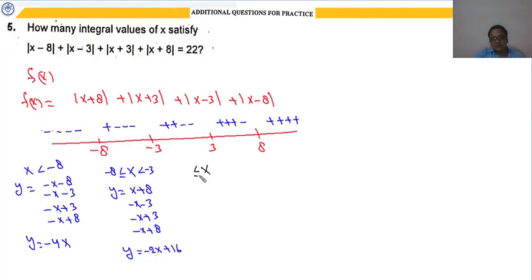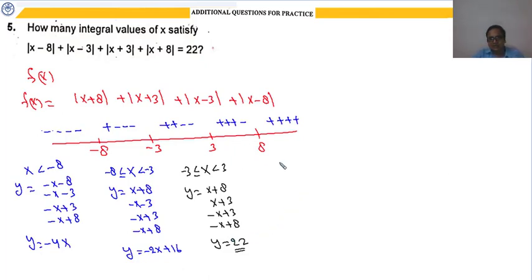Third, when x is greater than or equal to minus 3 and less than 3, the first 2 mods are positive, the last 2 are negative. So y is x plus 8 and x plus 3, the first 2 are positive, minus x plus 3, minus x plus 8. So the plus 2x and minus 2x cancel out. We get a constant value, 8 plus 8 is 16, 3 plus 3 is 6, y is equal to 22. We know this is a horizontal line parallel to the x-axis.